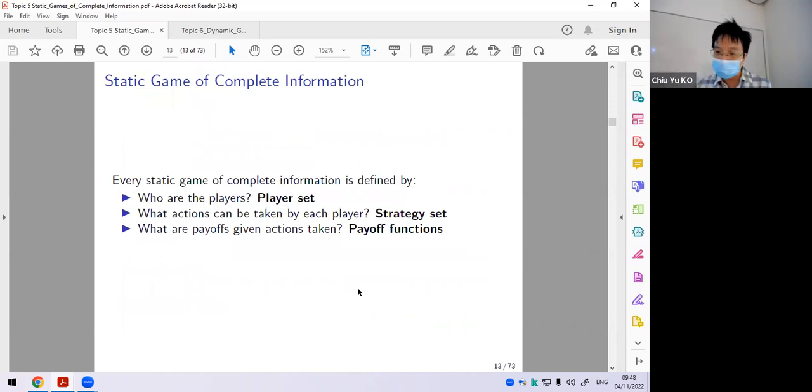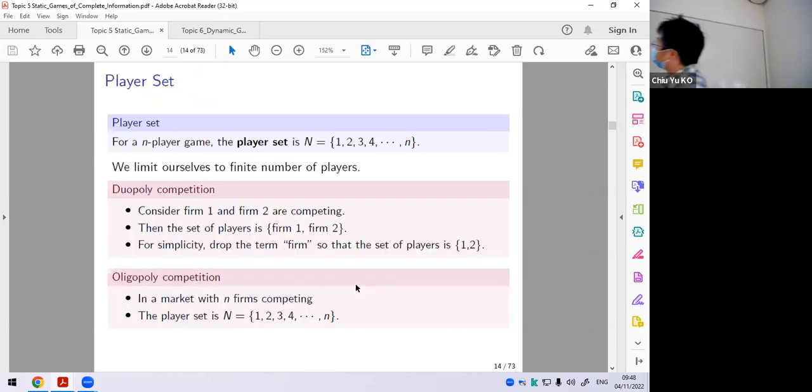So you have to define the three things carefully. The player set is usually very simple, but you have to make clear who is making a strategic choice. Here, firms are competing, so consumers are in the background and don't make any strategic choices. Okay, so you have to be very careful.